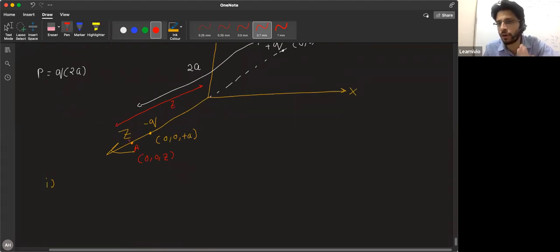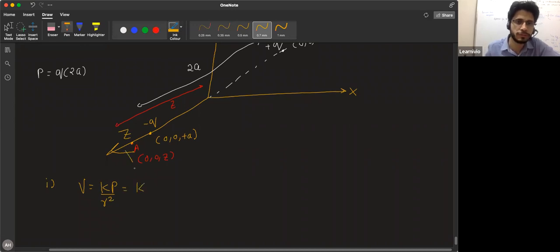What is the expression of potential on the axial line of a dipole, Udeep? Kp upon r square. So see, your p is Q into 2A, and your R is equal to Z. R is the separation from the center of the dipole to the point. So the potential is KQ 2A by Z square. This is potential at point A, the first part.